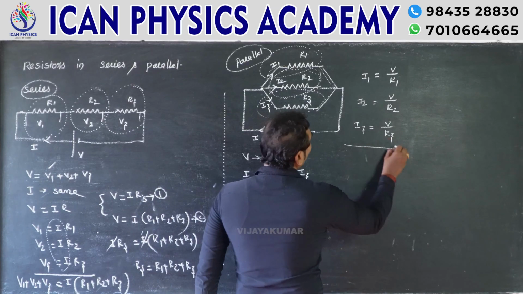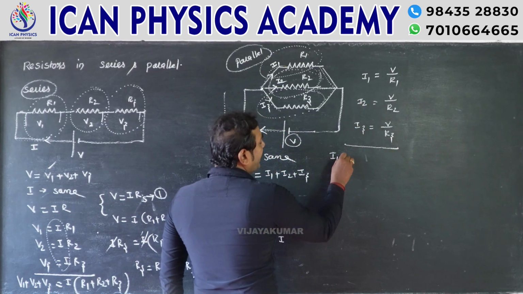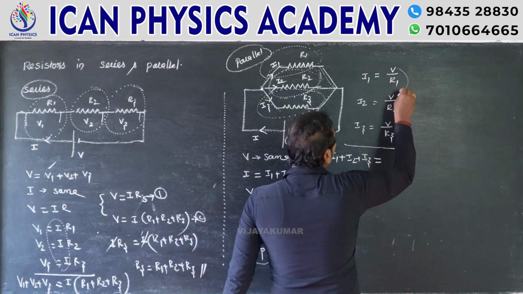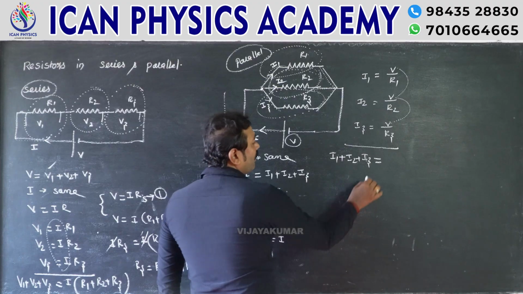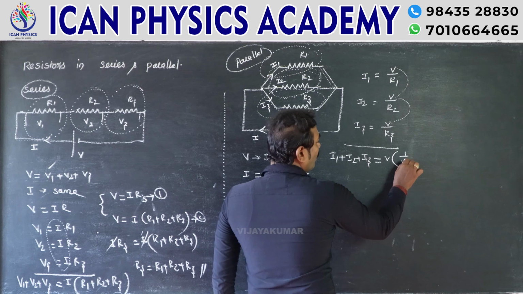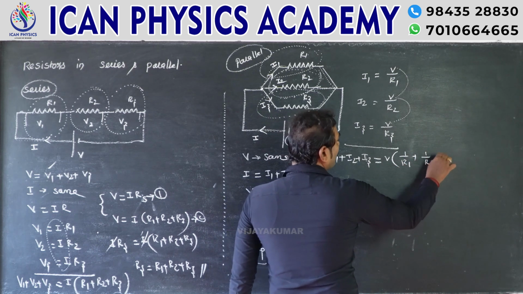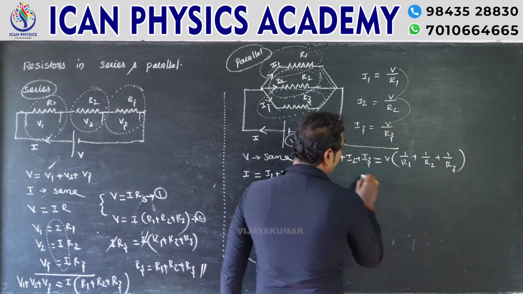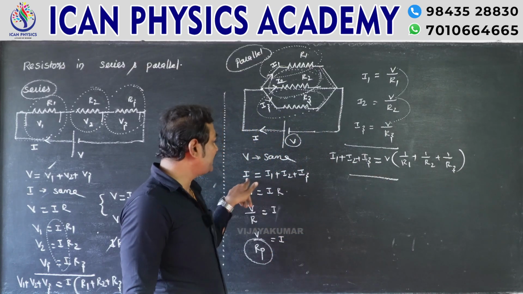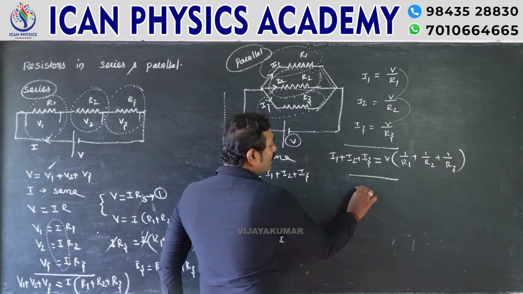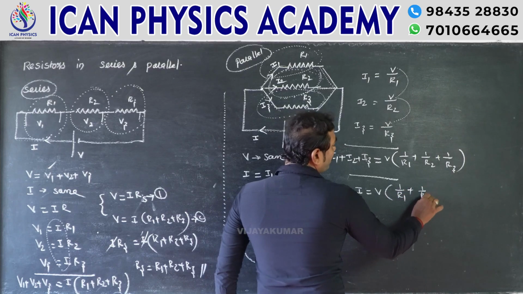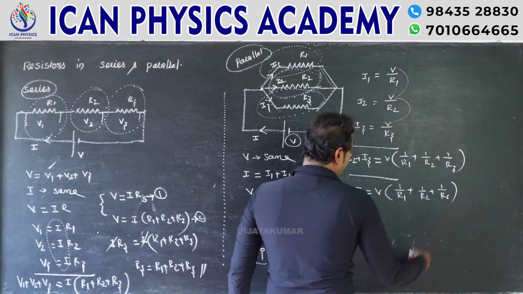Now we can add. When we add I1 plus I2 plus I3, V is common in all the terms. So what about the remaining? 1 by R1 plus 1 by R2 plus 1 by R3. I1 plus I2 plus I3 can be taken as I. So I equals V into 1 by R1 plus 1 by R2 plus 1 by R3.